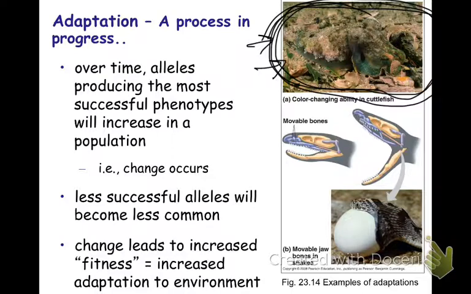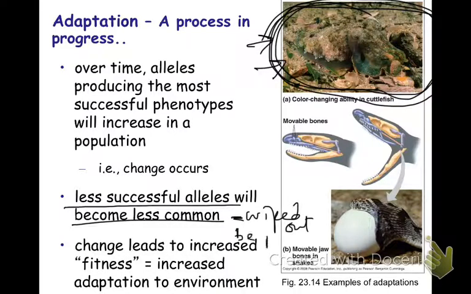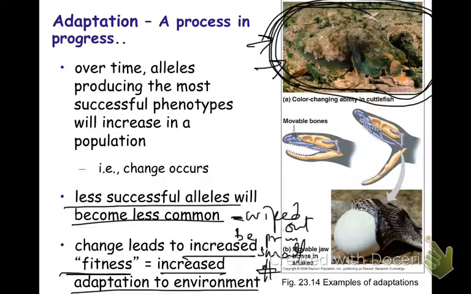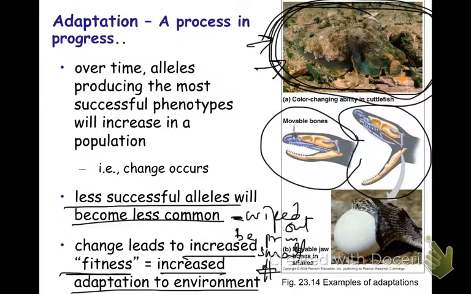Okay, so the least successful alleles will become less common or can get wiped out, or be present in very small numbers. Okay, so this change leads to fitness, wherein there is increased adaptation to the environment. Another one is the ability to have movable bones in snakes, which gave them the advantage of being able to swallow something that was larger than their mouth size.